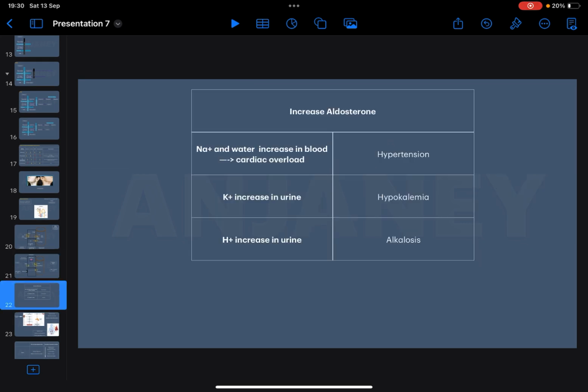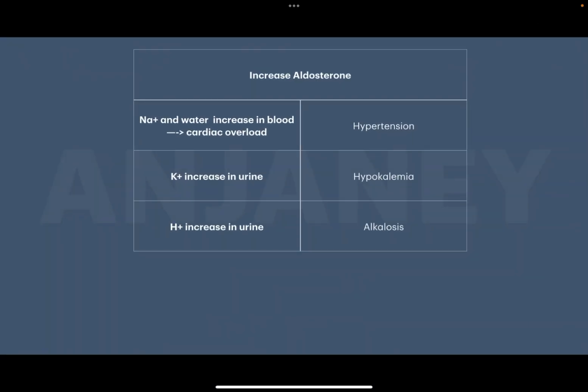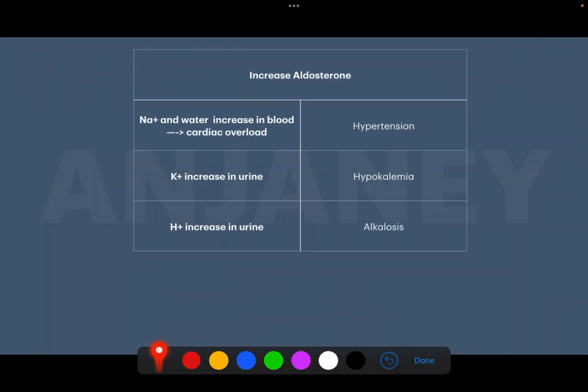So now, what if aldosterone is increased? If aldosterone is increased, then all the functions that I explained will be increased. So there will be more sodium and water in our blood, that will lead to cardiac overload or hypertension. More potassium and H plus are excreted from blood, so we'll lose them. So in blood we'll have hypokalemia and alkalosis. Simple. If H plus is gone in urine, there is no H plus in blood, so urine is acidic.